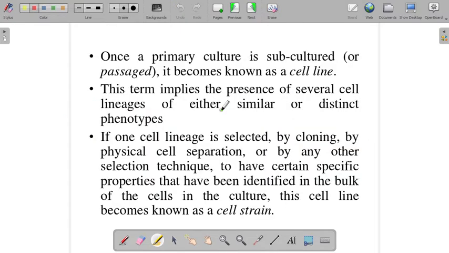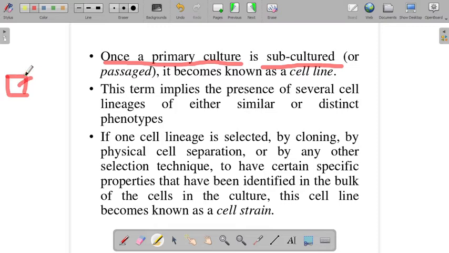So the next part that we want to see is what is a cell line. Basically, if we want to define cell lines, how can we define a cell line? So here the definition is, once a primary culture, okay, once the primary culture is already prepared, or we have made a primary culture in our laboratory first of all from the crude sample of tissue. And once we subculture it, now earlier in my lecture I told you that once we make the primary culture in the flask, what do we do?